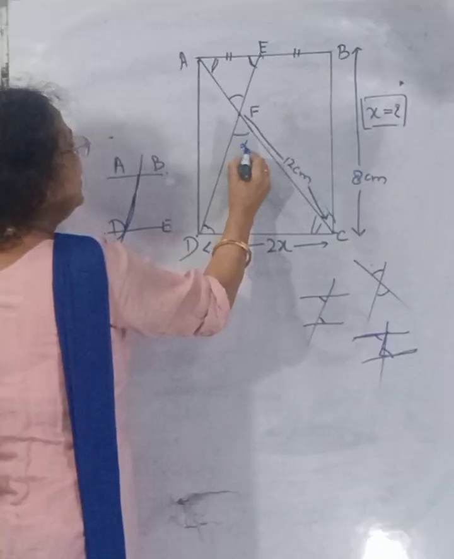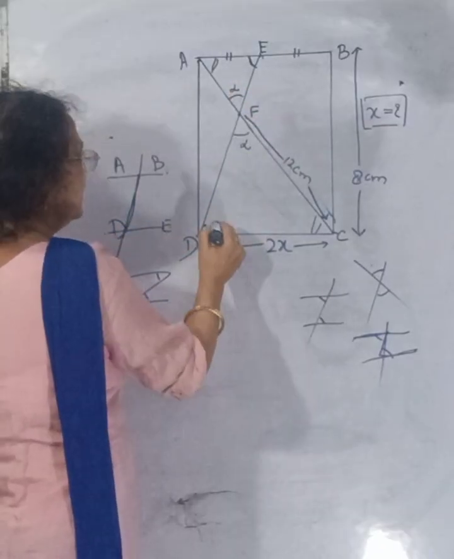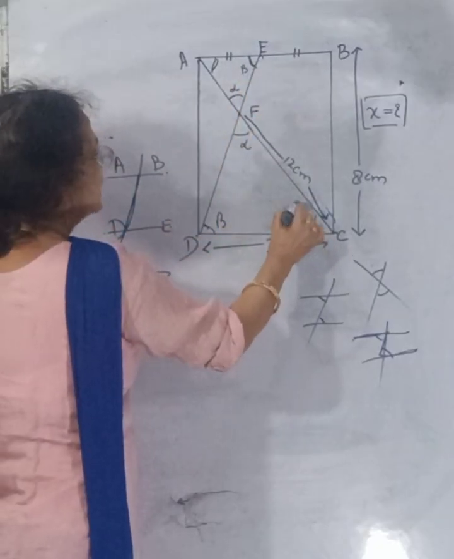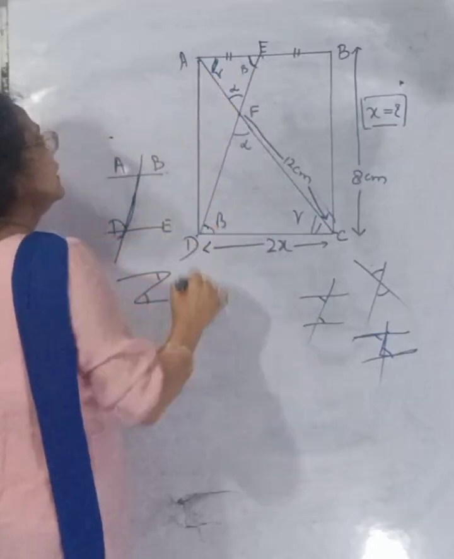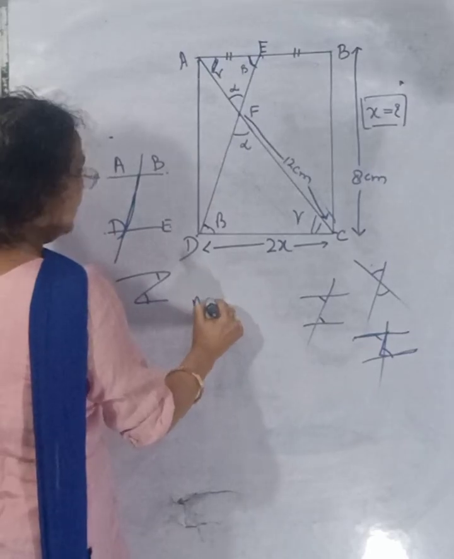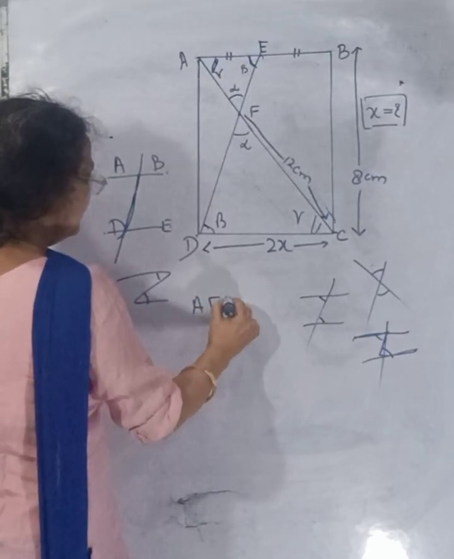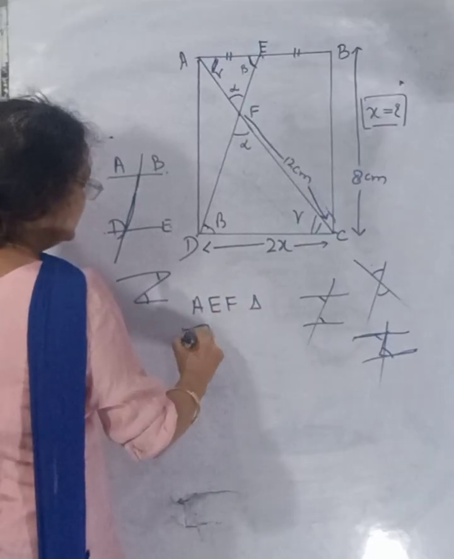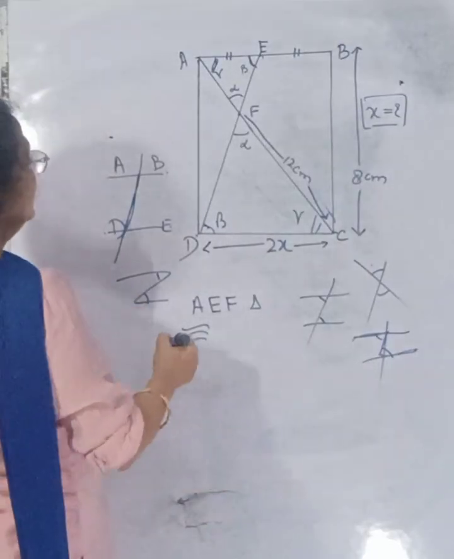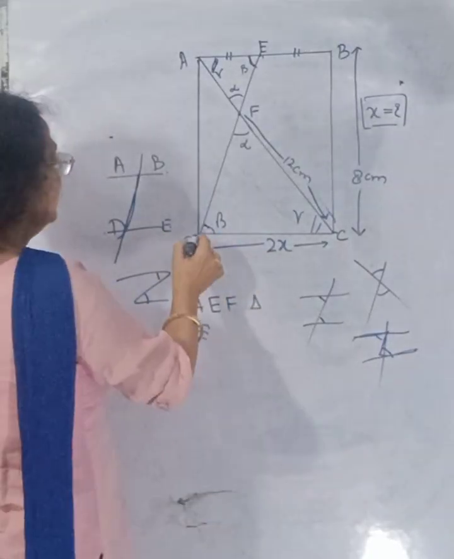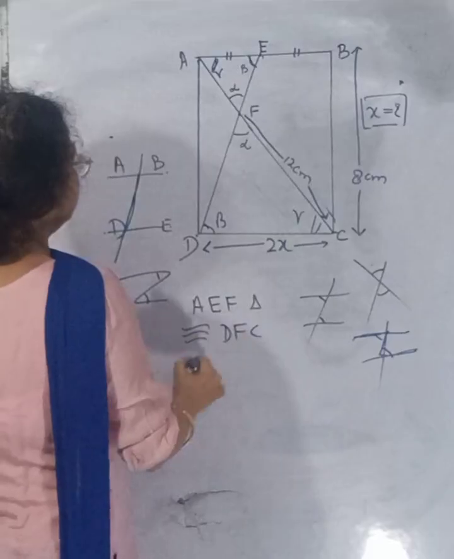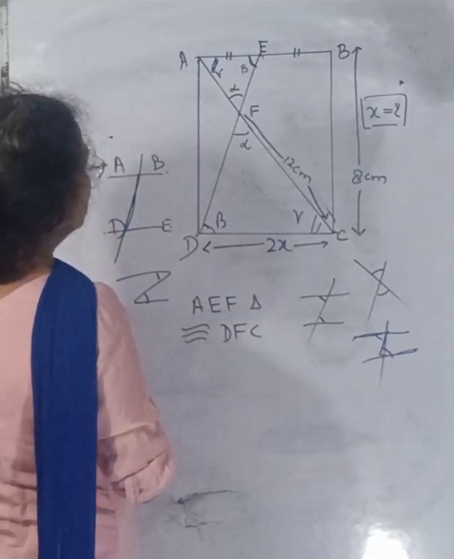It means if it is alpha, then this will be alpha. If it is beta, then this will be beta. And if it is gamma, then this will be gamma. It means we are having two triangles: AEF, one triangle, which is similar in angles, having the angle similarity property, just identical to the triangle DFC. Okay, this is very much clear.